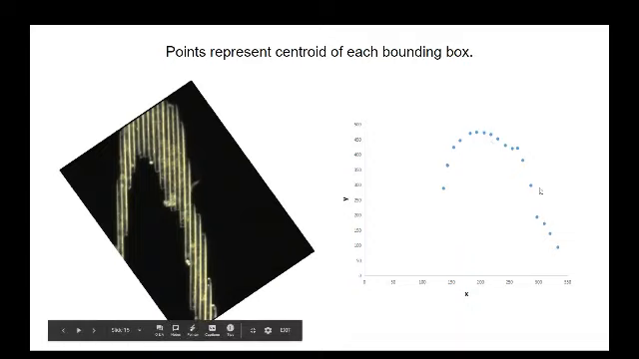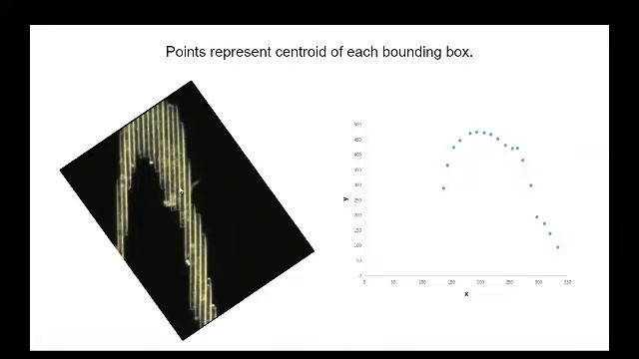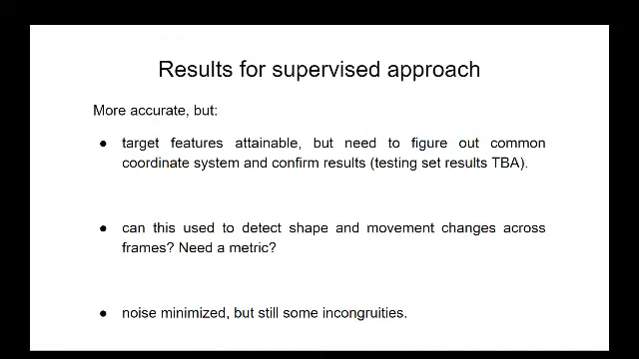This model fits the colony pretty well. There are a couple of crooks in the morphology, but that's probably due to some measurement error, or maybe just the shape of this thing. So far so good. I think we're in pretty good shape so far. The results for the supervised approach are more accurate, but there are a few caveats.